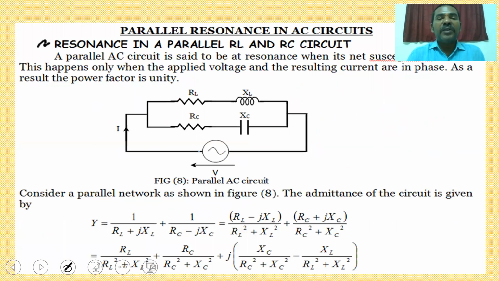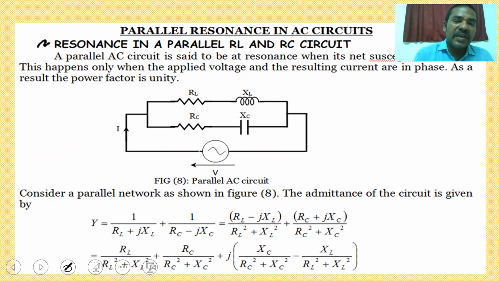Then coming to the parallel resonating circuits. These are divided into three categories. One is an RL-RC parallel circuit, another one is a generalized parallel circuit, and the last one is the dual of the RLC series circuit. One by one, you can go for the calculations of the frequencies.